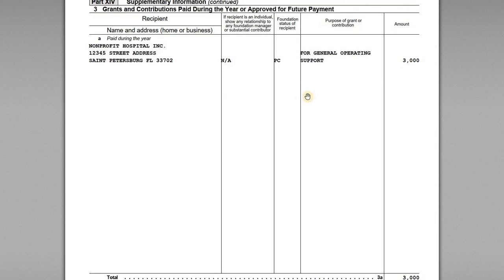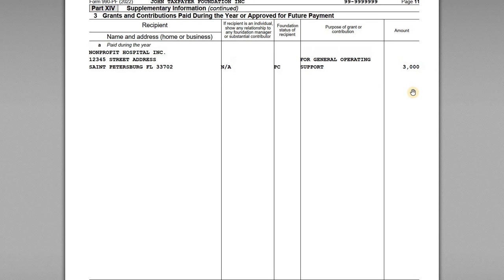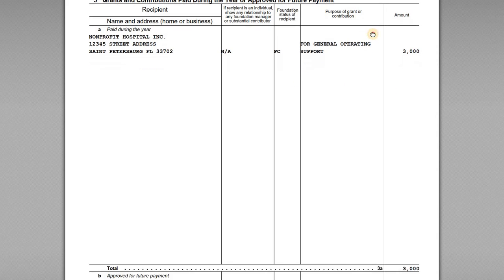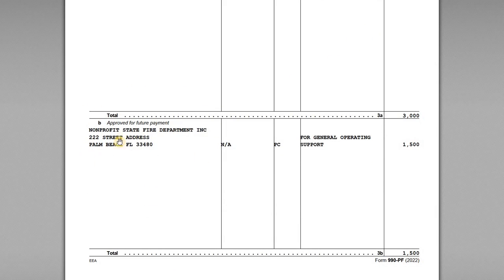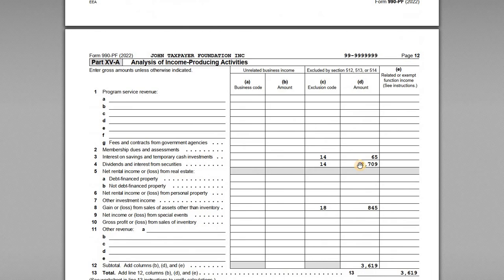And again, sorry, these are the amounts that were actually paid during the year, and then the ones that are approved for future payment are down here in section B. So the amount that he wanted to pay to this nonprofit for the fire department, listed down here, $1,500, again, is for general operating support, but it has not been paid yet. It is recorded as a grant payable at the end of the year.